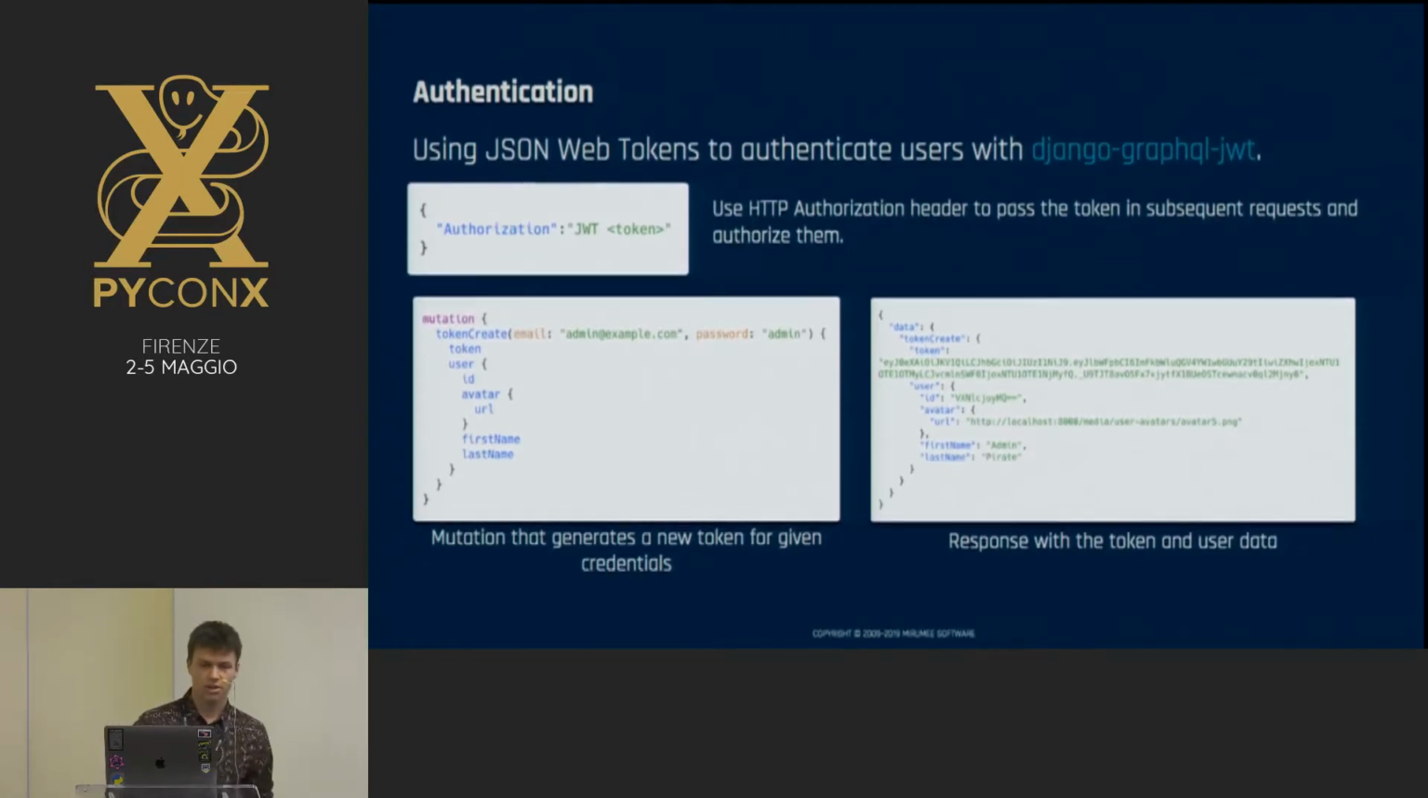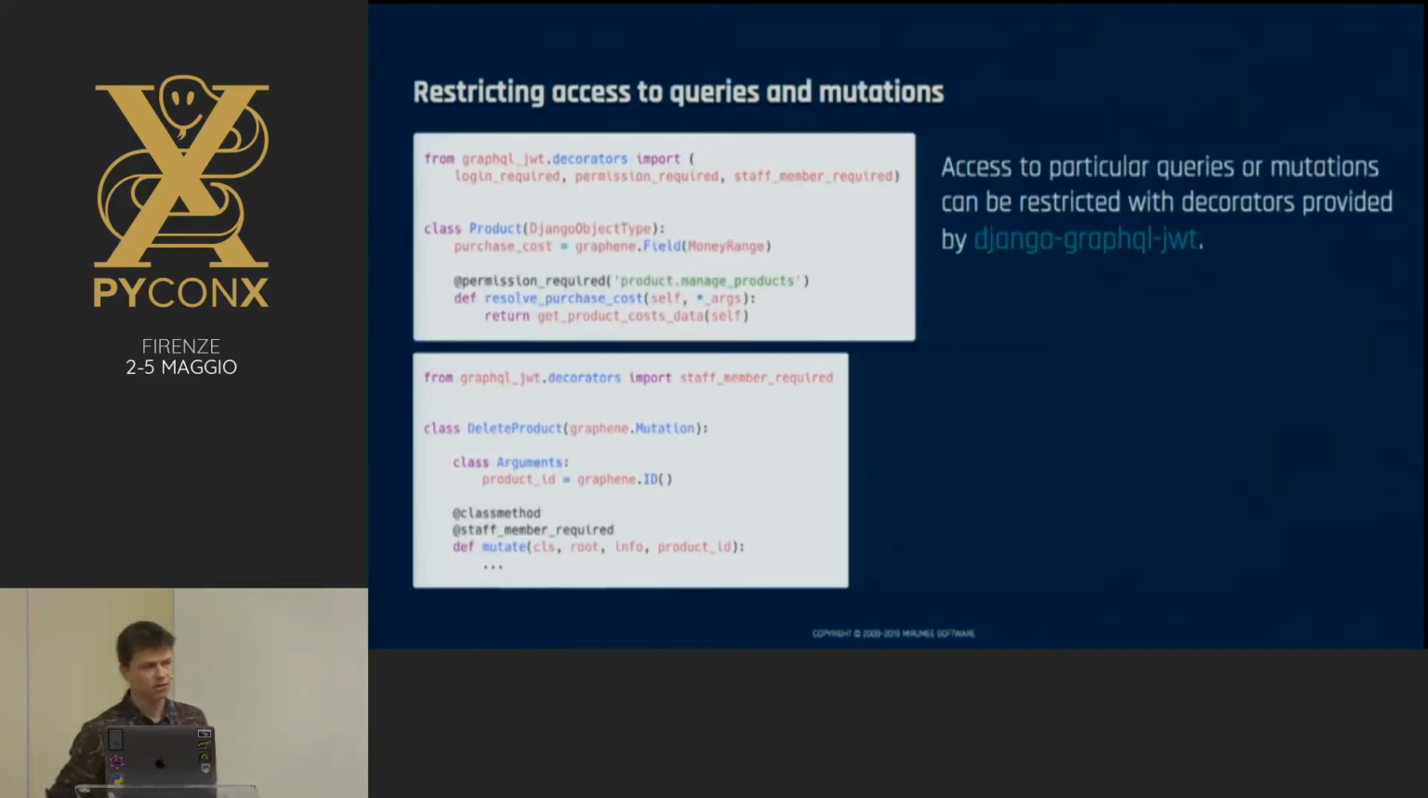With this token, we can simply pass it in the authorization header, and every request that has it, if the token is correct, will be authenticated, and the user will be able to perform the action. With this library, we can also restrict access to particular fields.